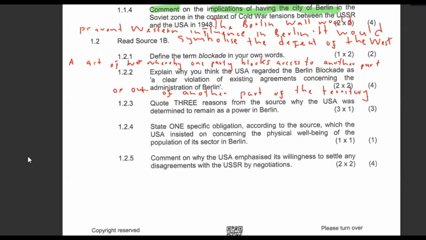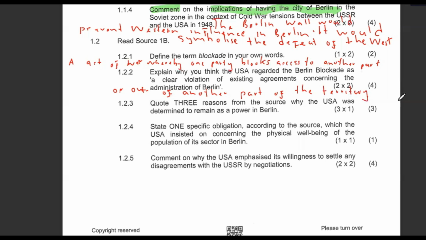So a blockade can be defined as an act of war whereby one party blocks access to or out of another part of the territory. So it is when one party which is involved in a war actually blocks access to one part of a territory or one part of a country. So it means that movement is actually restricted when they say blockade. People cannot move in or they cannot move out. So that is what happened during the Berlin blockade. The Russians, or the Soviet Union, actually blocked movement into and out of Berlin.